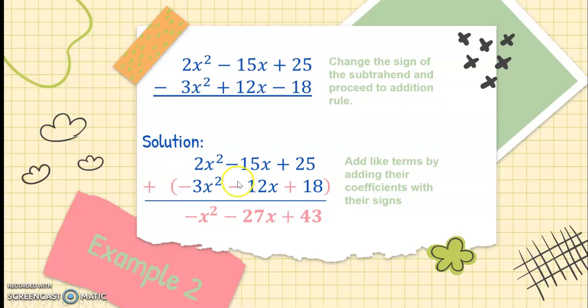Green naman, these are same signs, so we have to add 15 plus 12, 27. Kopyahon ang sign nga pareho, so we have minus 27, copy x. Okay, same sign, add 25 plus 18, so we have 43. Copy the common sign, plus or positive. So, the answer now is negative x squared minus 27x plus 43. Okay, so that is how you subtract polynomials. Sana naintindihan natin.